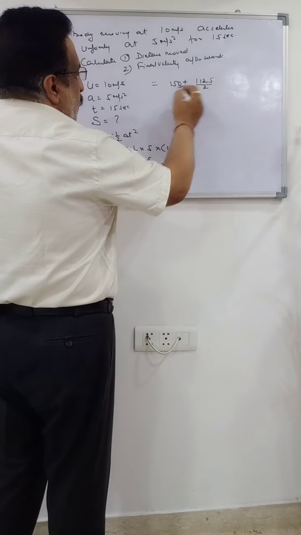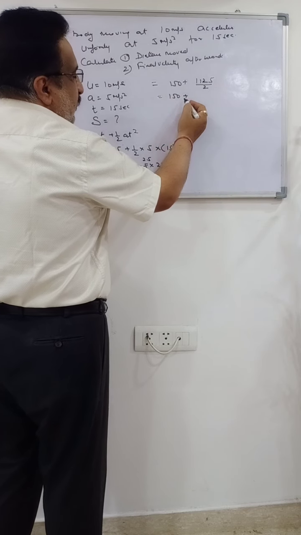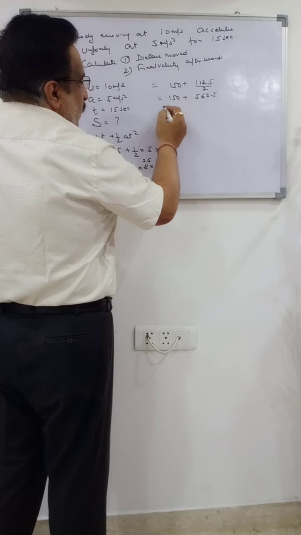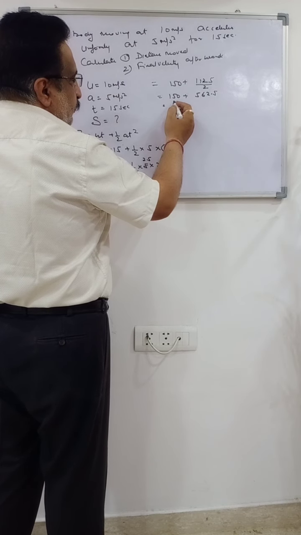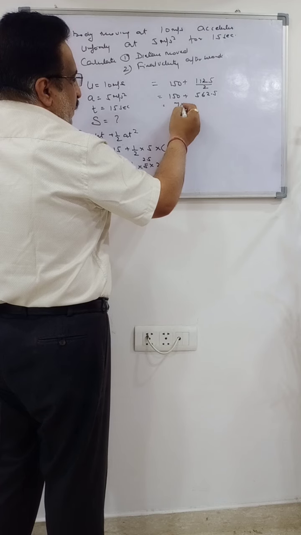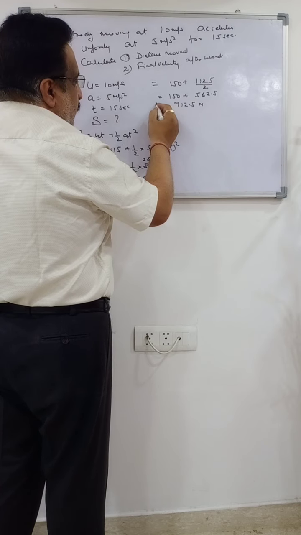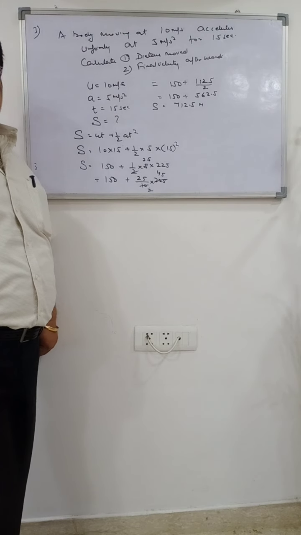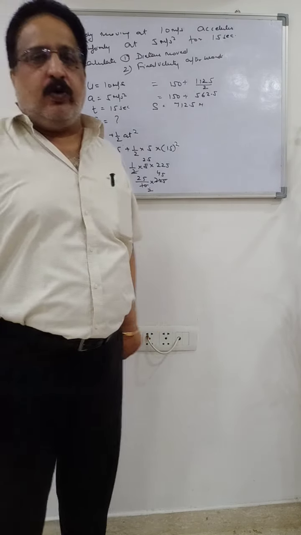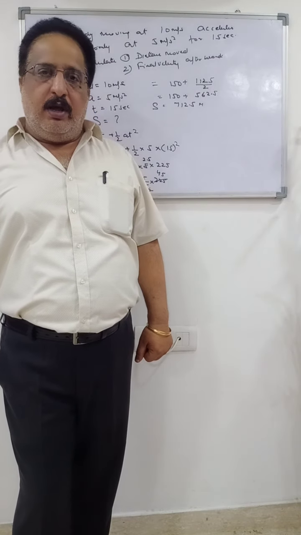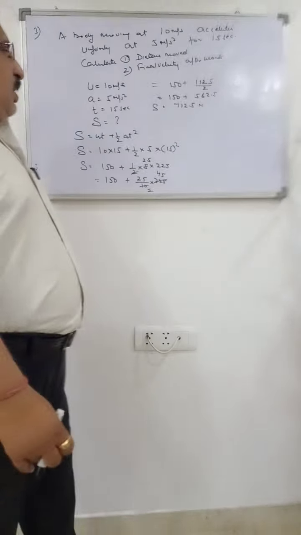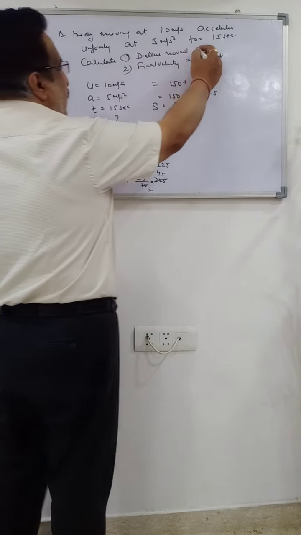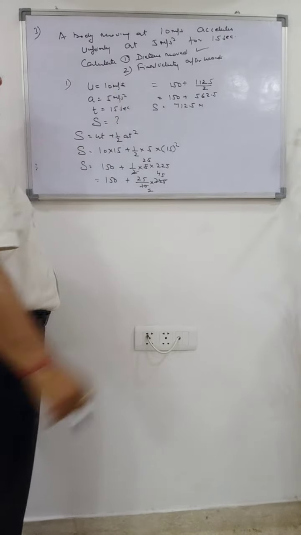1125 by 2, that is equal to 150 plus 1125 by 2, 562.5, is equal to 712.5 meters. 150 plus 562.5 is 712.5 meters. Please check the calculations. I may be wrong somewhere. Please check the mathematical calculations. So 712.5 is the distance moved. So we have done the first part of the question, distance.